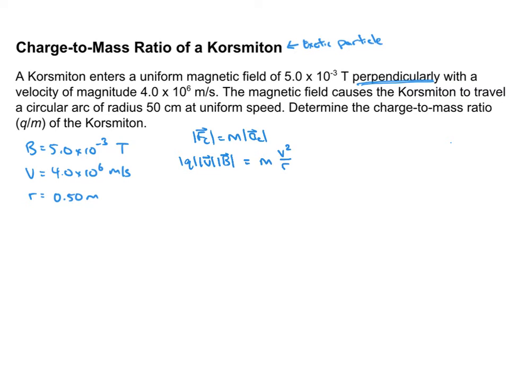So the magnitude of the velocity is the same thing as the speed. That cancels out with one of the V's from the V squared. And what we're isolating for this time is Q over M. So not one letter, we're isolating for two letters at the same time. So how can I get an equation that looks like Q over M? Well, I can divide both sides by M. I've got my Q on the left side already. Now if I divide both sides by M, I'll get Q over M.